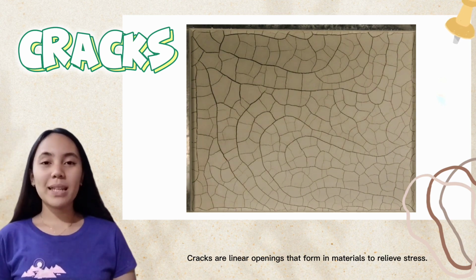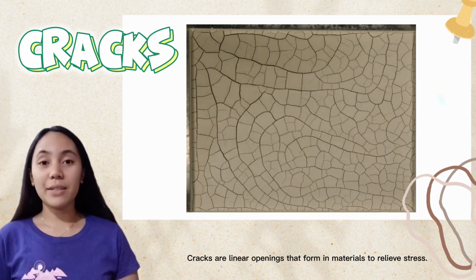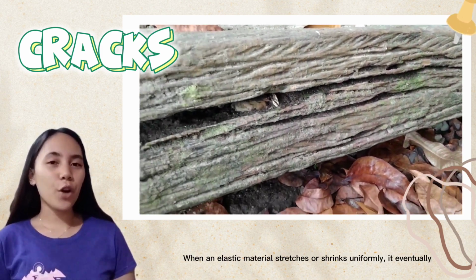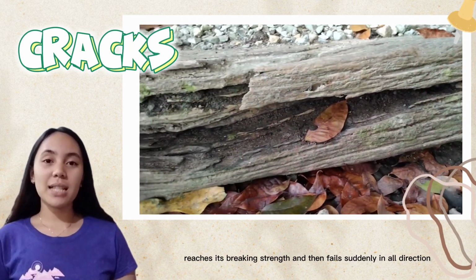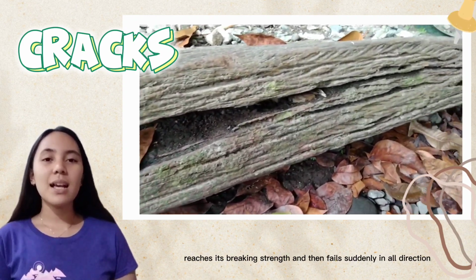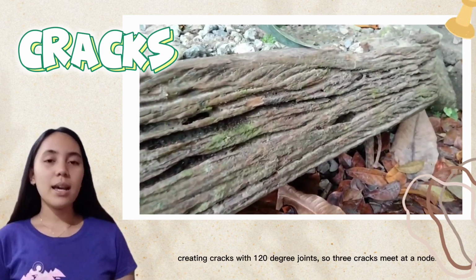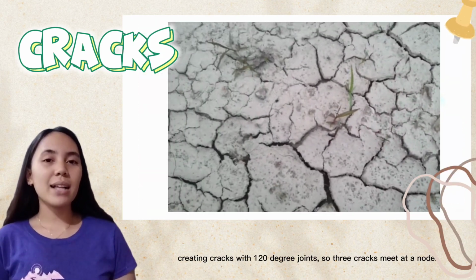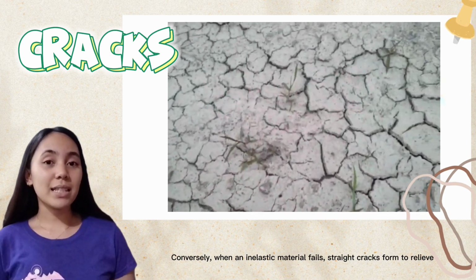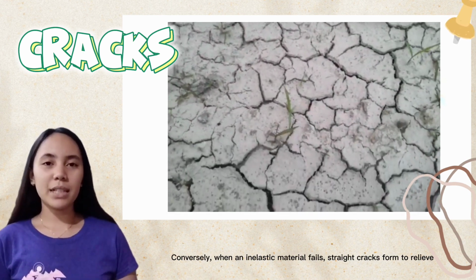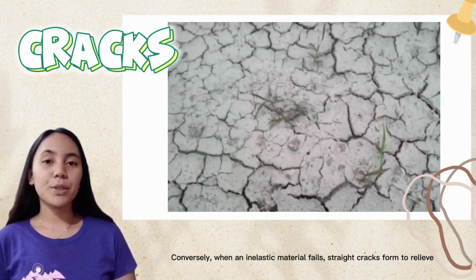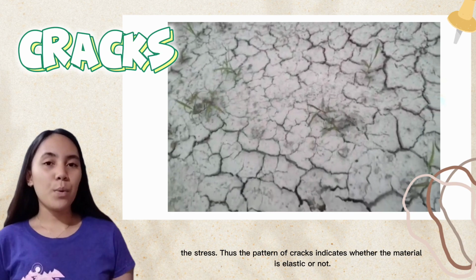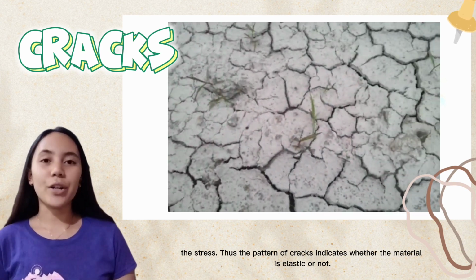Cracks are linear openings that form in materials to relieve stress. When an elastic material stretches or shrinks uniformly, it eventually reaches its breaking strength and then fails suddenly in all directions, creating cracks with 120-degree joints, so three cracks meet at a node. Conversely, when an inelastic material fails, straight cracks form to relieve the stress. Thus, the pattern of cracks indicates whether the material is elastic or not.